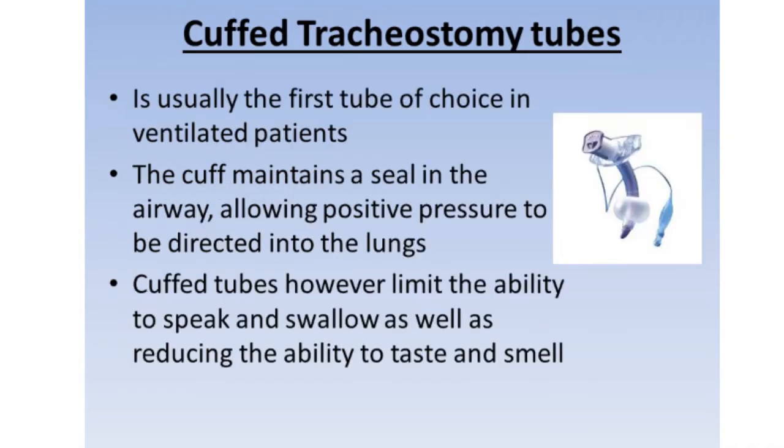So you have your cuffed tracheostomy tubes then. It's usually the first tube of choice in the ventilated patient. The cuff maintains a tight seal in the airway, allowing positive pressure to be directed into the lungs. Cuffed tubes, however, limit the ability to speak and swallow, as well as reducing the ability to taste and smell.